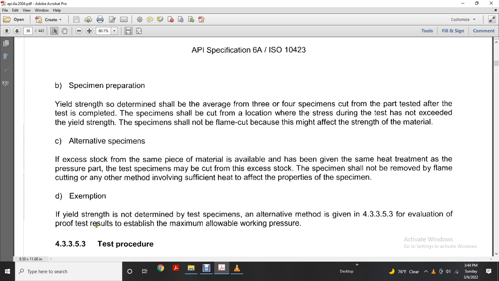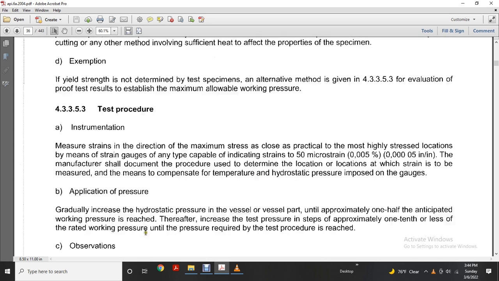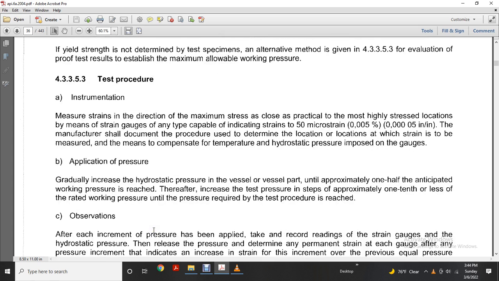Evaluation of the proof test method to establish the maximum allowable working pressure: testing procedure and instrumentation. Measure strain in the direction of maximum stress as close as practical to the most highly stressed location, using a strain gauge of the typical type capable of indicating strains of 500 microstrains. The manufacturer shall document the procedures used to determine the location. The strain gauge shall compensate for temperature. Apply hydrostatic pressure to the gauge, gradually increasing the hydrostatic pressure on the vessel part until approximately one half of the anticipated working pressure is reached.